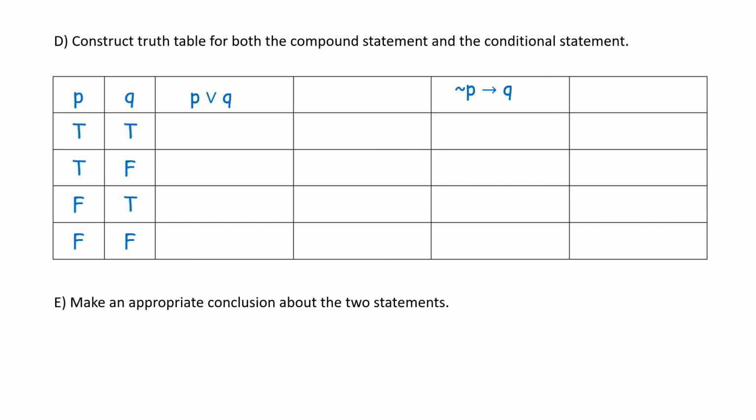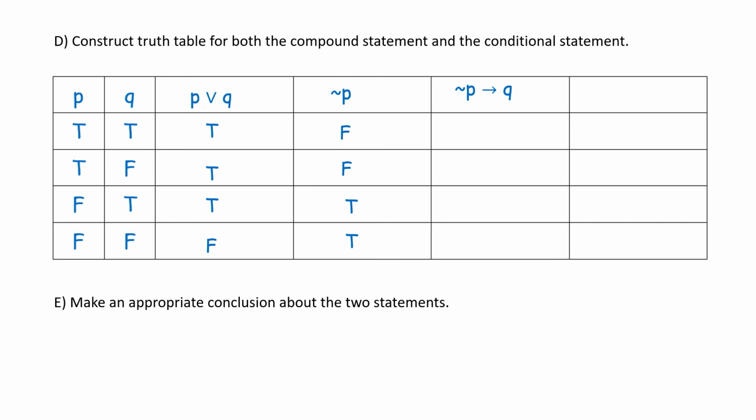Let's work on the truth table. For P or Q, that's a disjunction. So true or true is true. True or false, that's true. False or true is also true. And false or false, that is false. Now we need the negation of P, and so we'll negate the truth values for the P where we had true, true, false, false. The negation would be false, false, true, true.